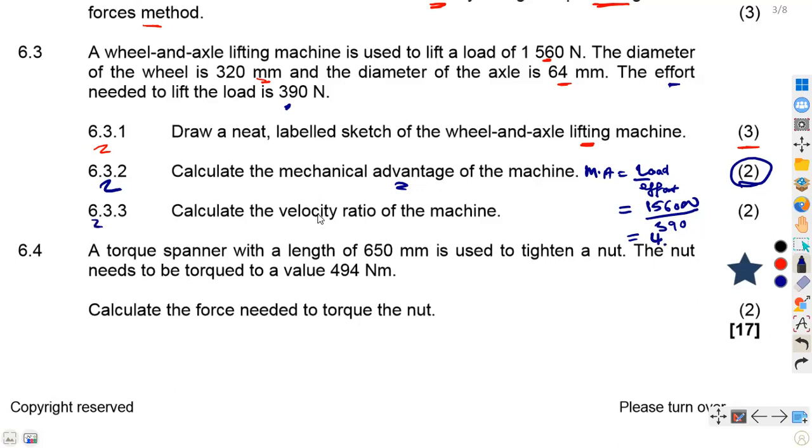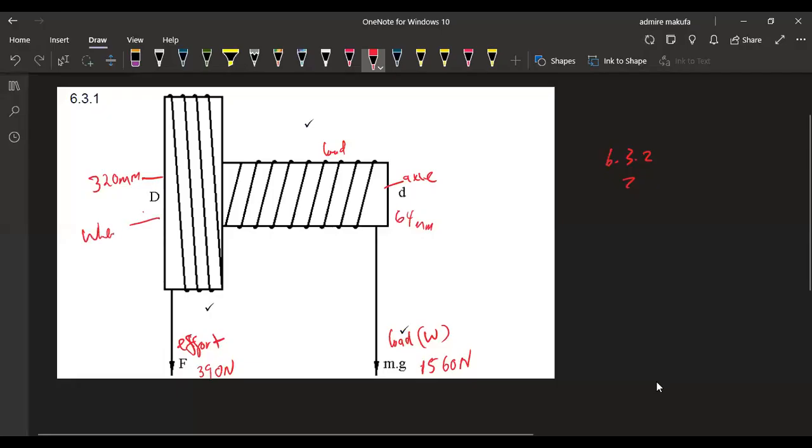All right, 6.33, calculate the velocity ratio of the machine. Also, you're given this formula in your formula sheet. The velocity ratio is equivalent to the diameter. You can take the diameters, actually. It can be fine if you work with the diameter. So you use the diameter of the wheel, which is D, over the diameter of the axle, okay? Let me show you on this one. This is our diameter for the wheel, okay? So this is your wheel, and this is the axle. So you take this one, divide by this one. Simply by doing that, you can have your velocity ratio.